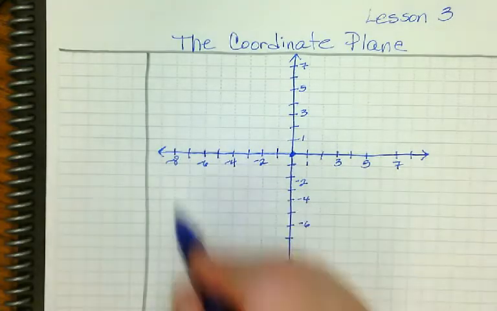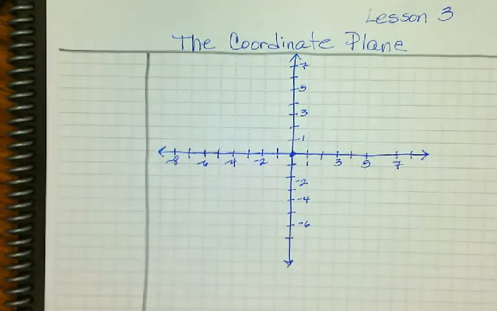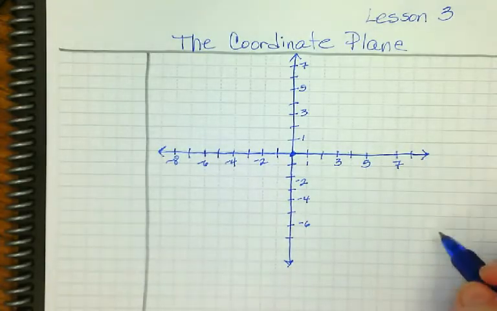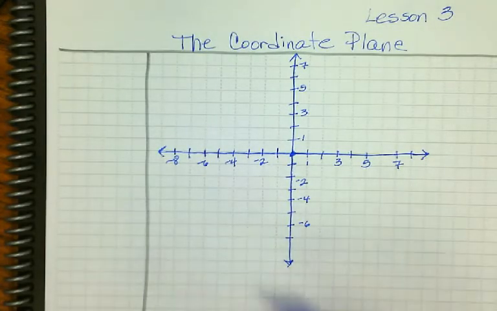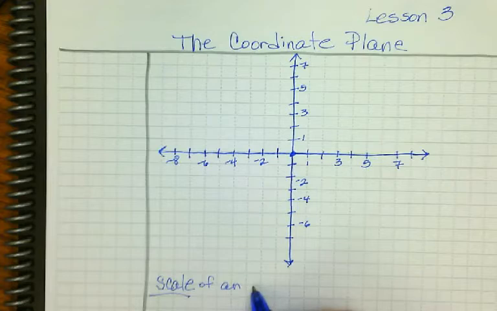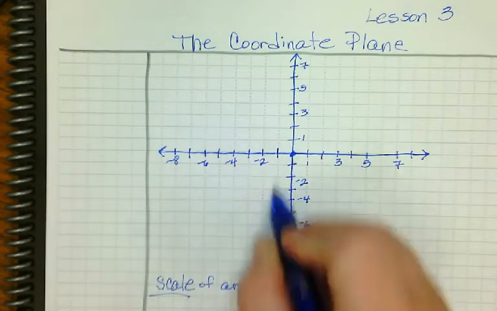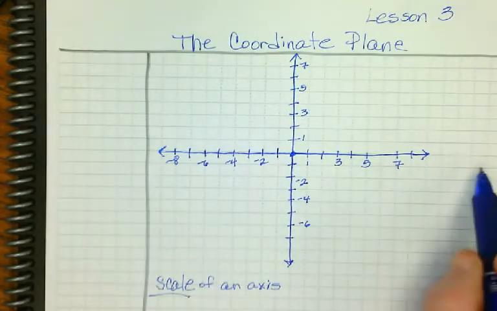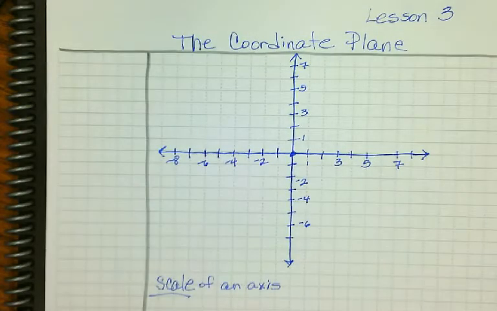Okay, so we've got it labeled as far as our scale. That's what this is called, scale. Okay, so I'm going to give you this scale of an axis. That is what this is called. This is an axis. The line, this is an axis. So we have 2 axes. Yes, you say axes when it's plural. You don't say axes. I guess you could, but you'd sound really funny.